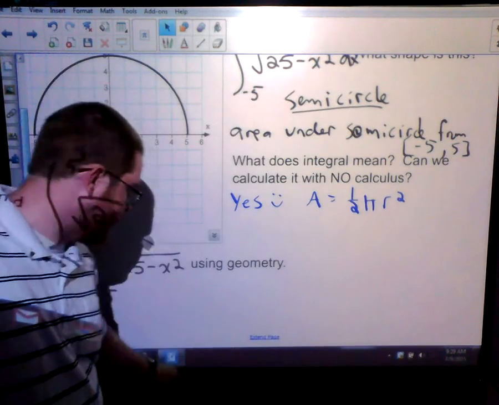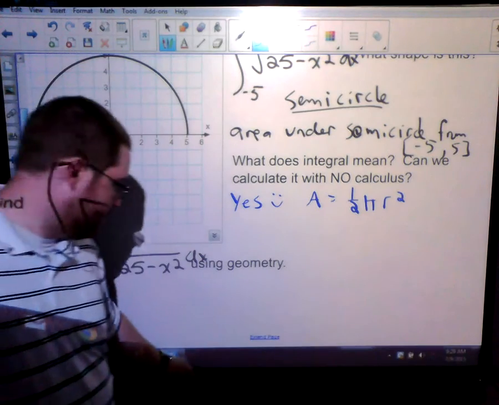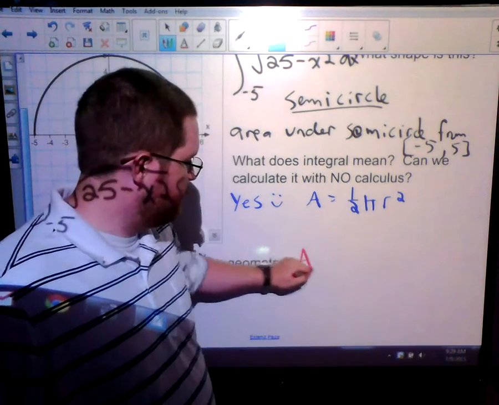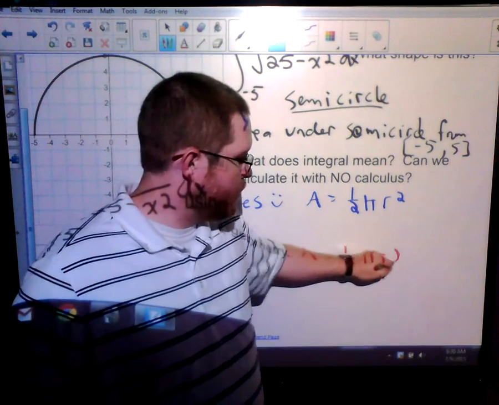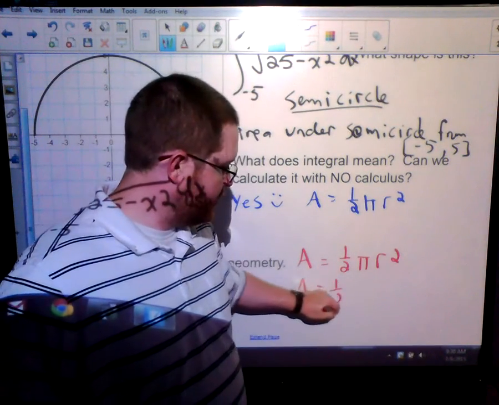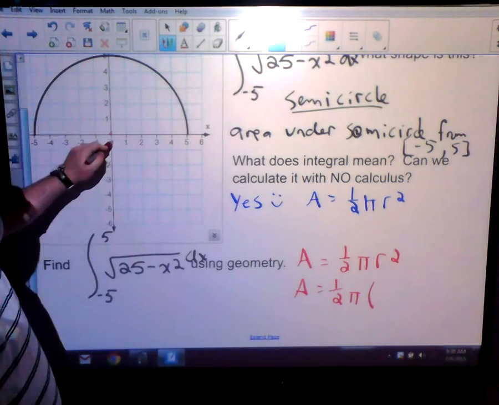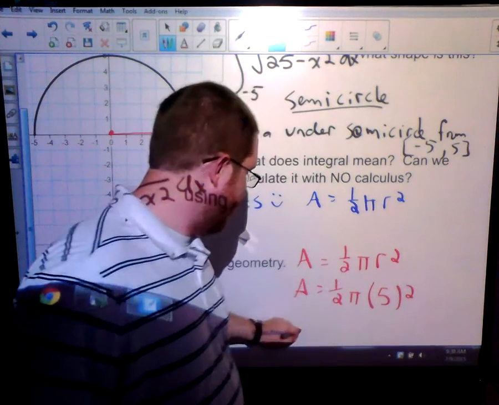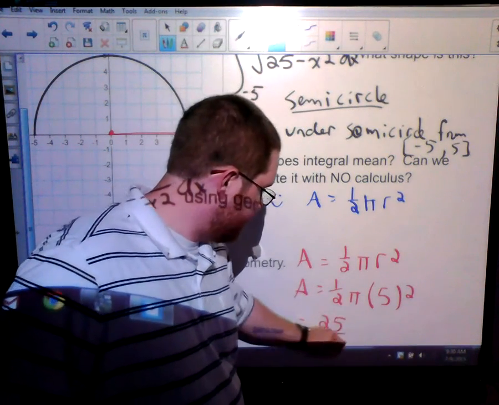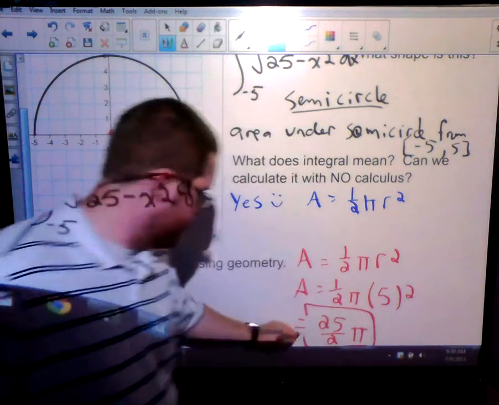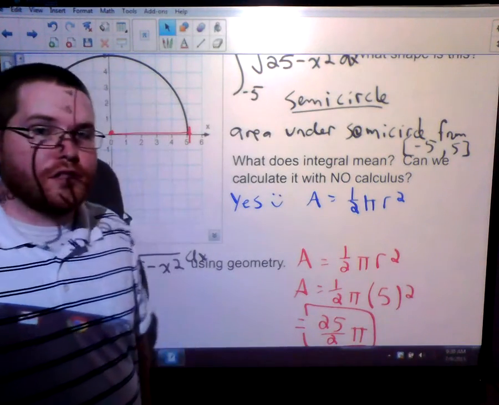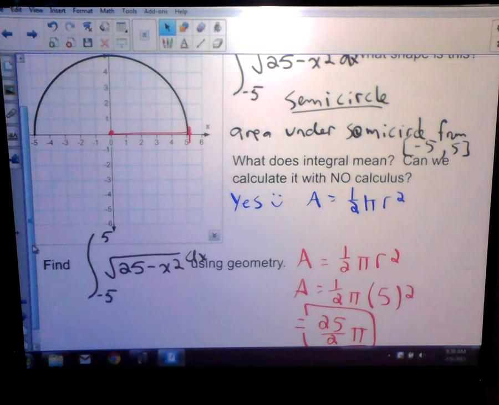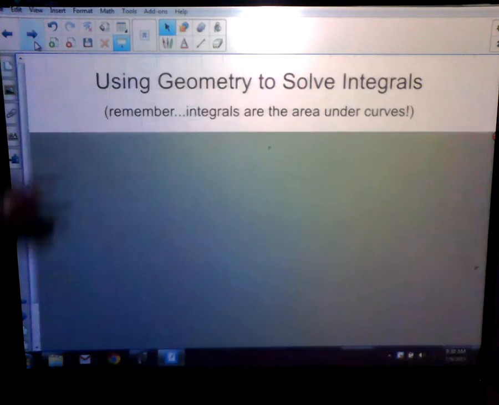Find this, and again I forgot to write dx, using geometry. Well, area is 1/2 pi r squared. In this case, what's the radius of this semicircle? It's 5. So what's the area? 25 halves pi. I don't know how to do that problem without using geometry. That's a crazy problem if you don't know how to use geometry. But that's the integral of a semicircle. It's the area.